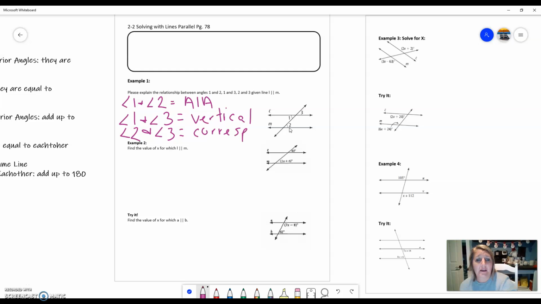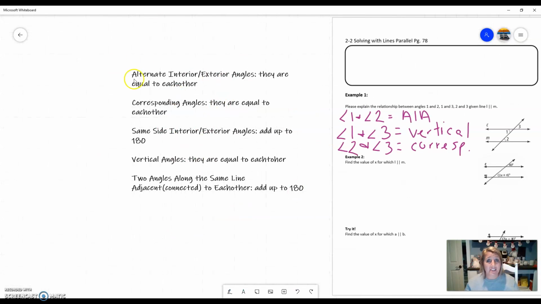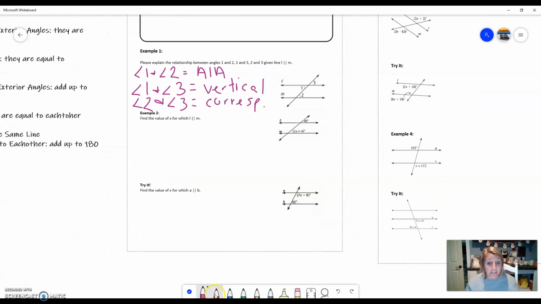We're going to stop there because my handwriting's awful on here. That's the hard part today, just making sure you remember what type of angle pair they are. And once you know what type of angle pair they are, use this to help you out. So let's take a look at a couple of examples of what you're really going to be doing today.